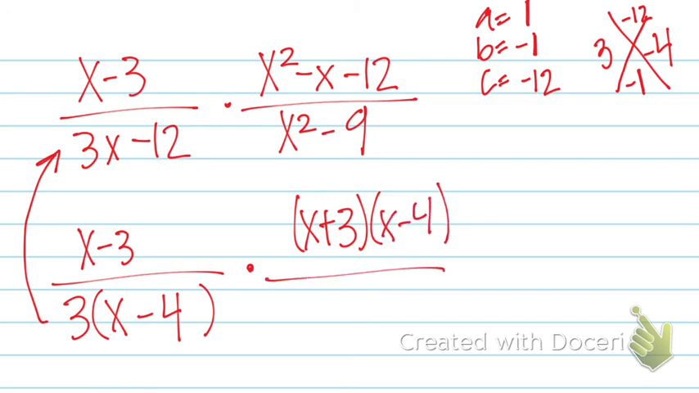All right, so you have x plus 3 and x minus 4. Now on the bottom, we have x squared minus 9, but something is missing. What term is missing? A, B, or C? B is missing. So 0 goes in the bottom, and negative 9 up top. What two numbers multiply to negative 9 and add to 0? 3 and negative 3. Okay?